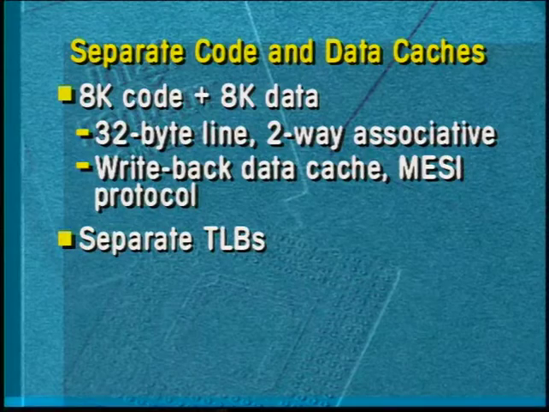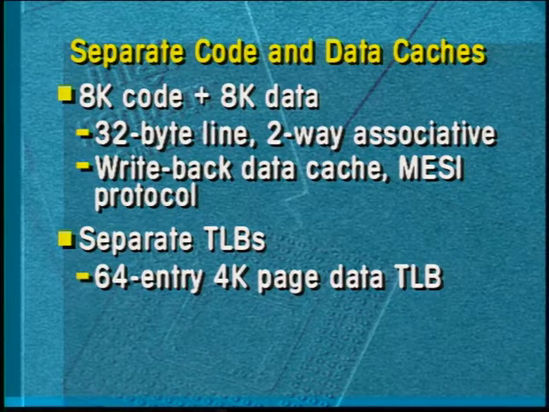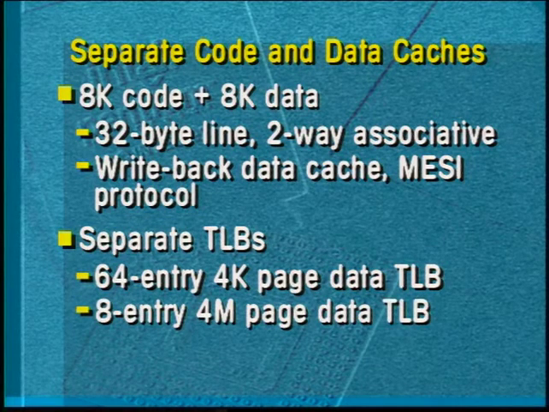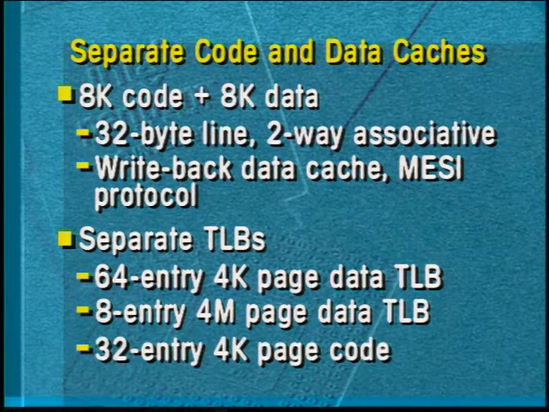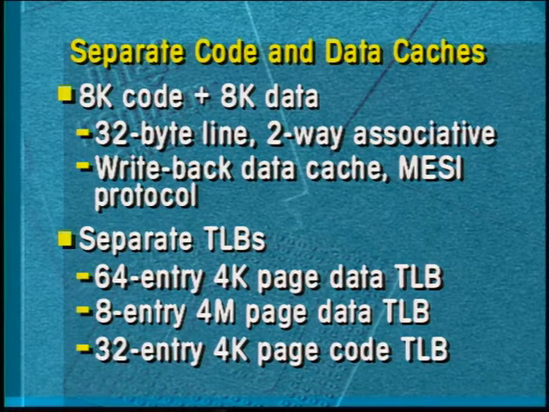Once we separated the code and data caches, it became effective to separate the TLBs as well. The TLBs support two page sizes, a 4 kilobyte page and a 4 megabyte page. The larger page is useful for mapping large resident data structures with a single TLB entry. For example, it can be used to map a graphics frame buffer or the memory resident portions, either code or data, of the operating system. The data TLB has 64 entries for 4 kbyte pages and 8 entries for 4 megabyte pages. The code TLB has 32 entries for 4 kbyte pages.